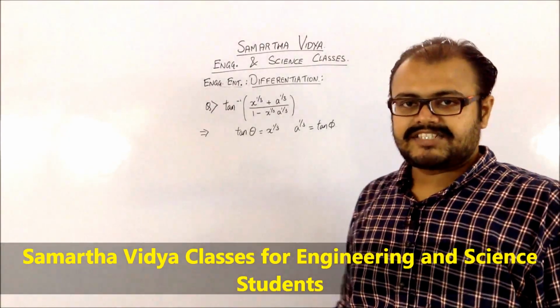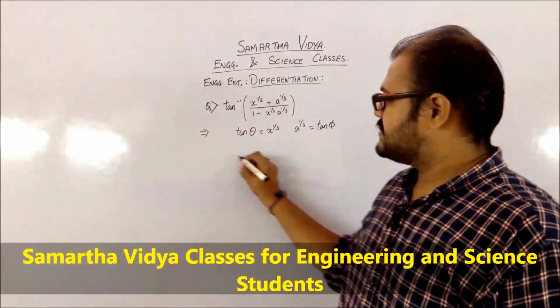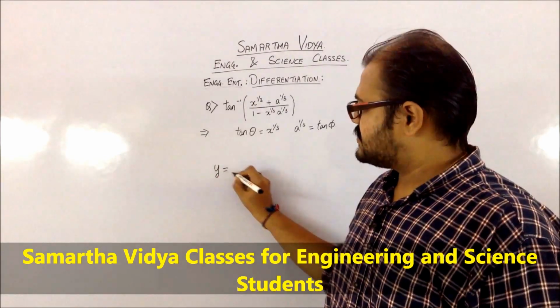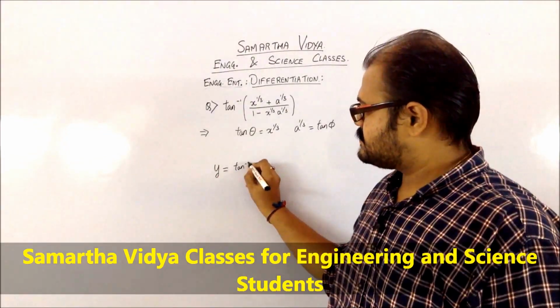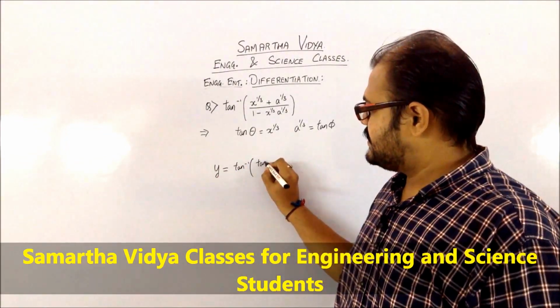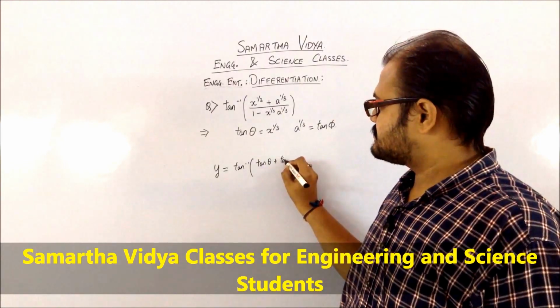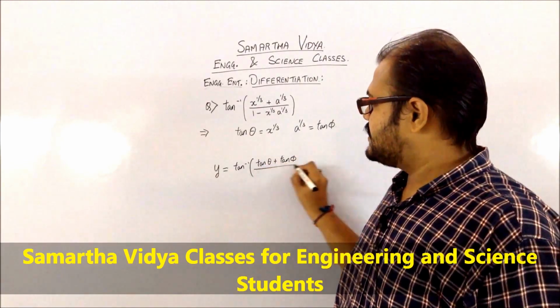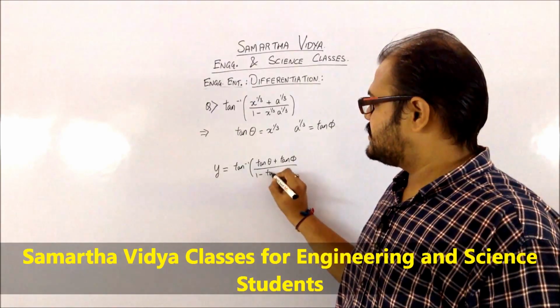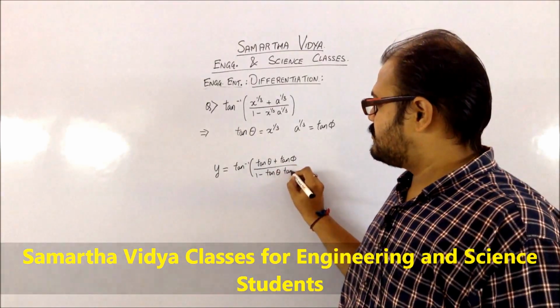When you substitute this, what you get is y is nothing but tan inverse of tan theta plus tan phi divided by 1 minus tan theta tan phi.